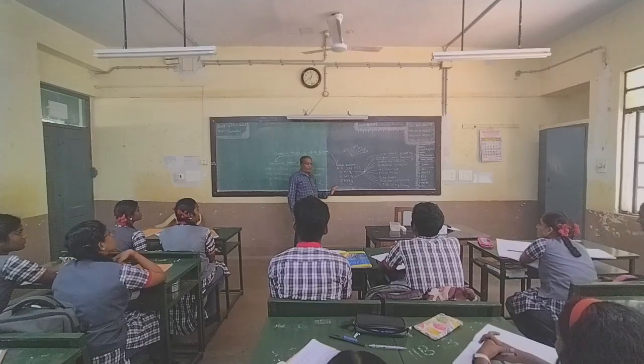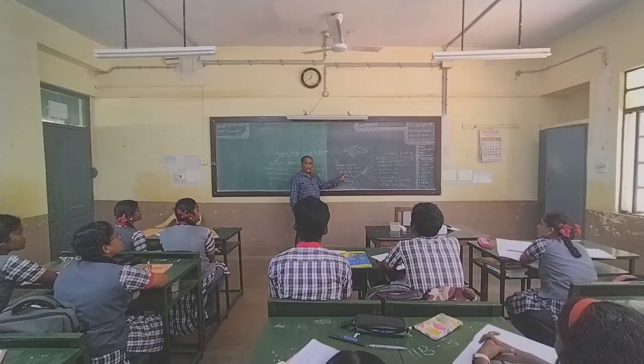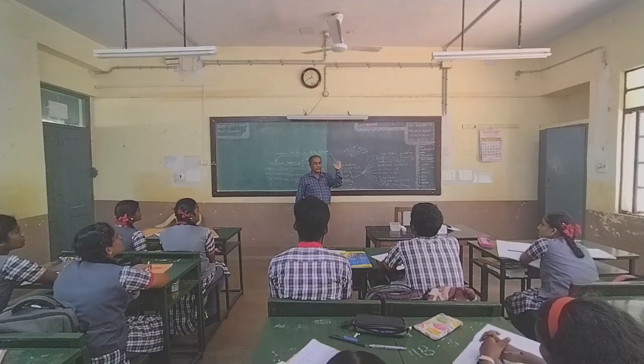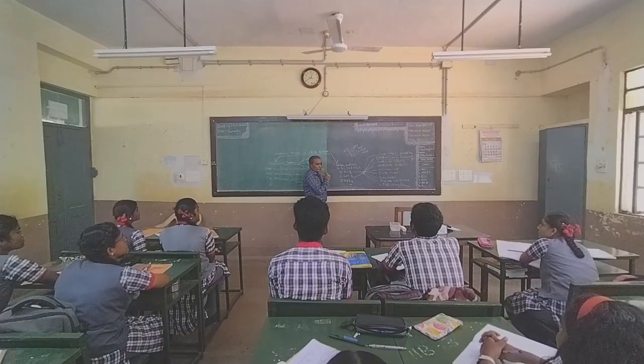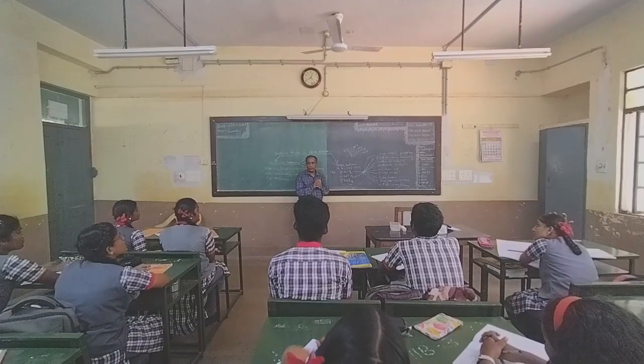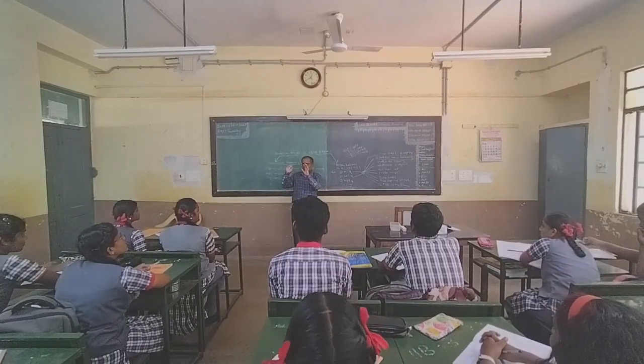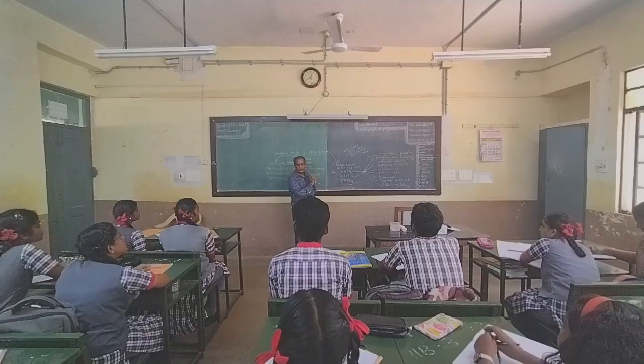So the present question paper has 4 types of questions: multiple choice questions, short answer type questions, and long answer type questions. In short answer type questions, we have two types, 3 marks and 4 marks. The present board paper consists of 20 marks of MCQs. That means around 25% of the total marks is allotted to MCQs.